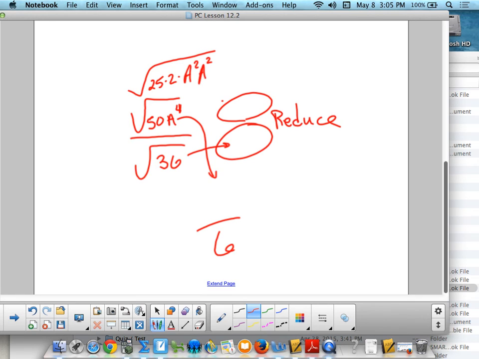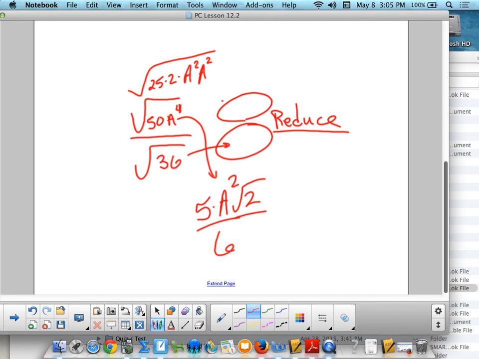Right? So now what's that? Take out the 5. And then 2a squared. So it's going to be a squared with what inside? 2. Square root of 2. Now, I always say, now reduce.